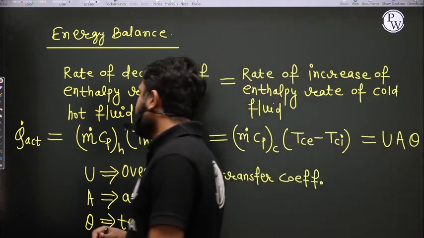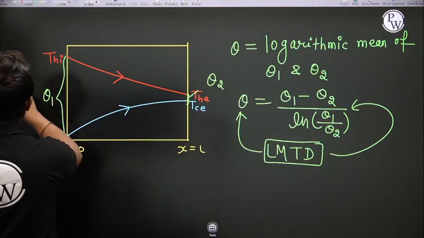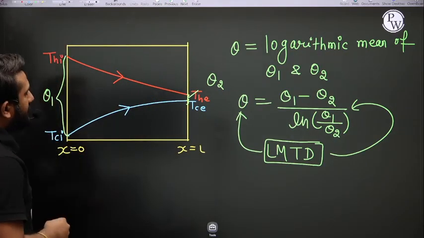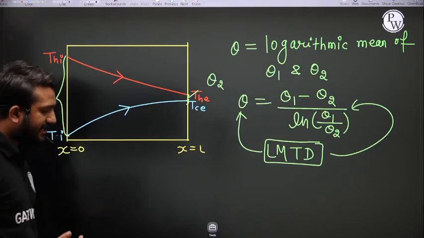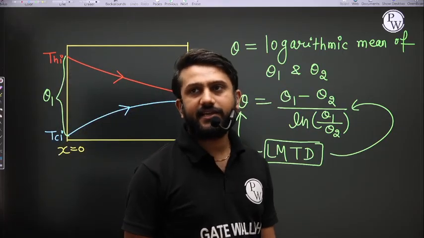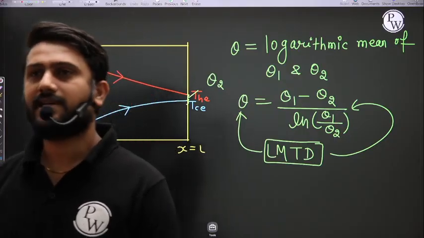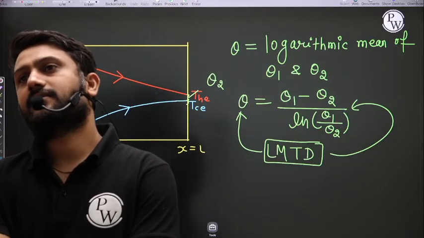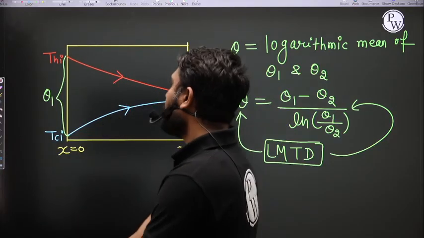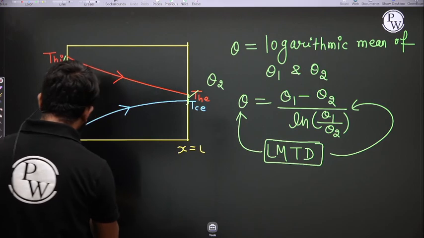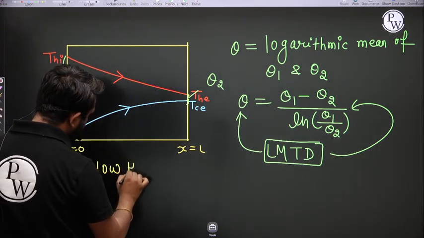Okay. Now see here. This is the parallel flow heat exchanger. If someone asks you to find out the LMTD for the parallel flow heat exchanger, and THI, THE, TCI, TCE are given, then you can easily calculate the LMTD from here. So this is the parallel flow heat exchanger.